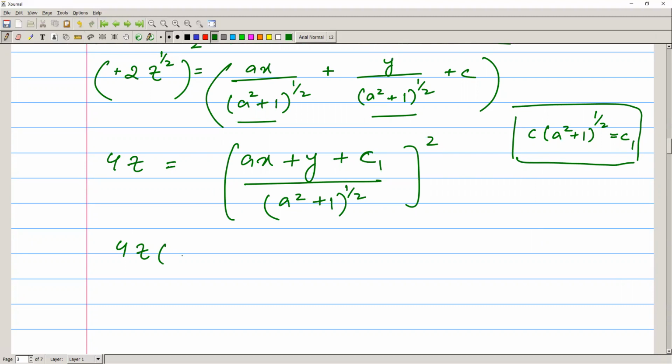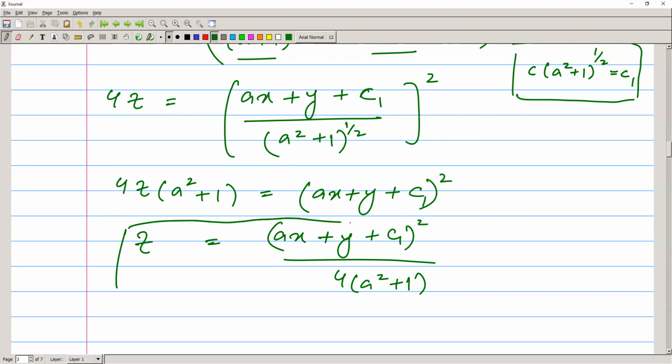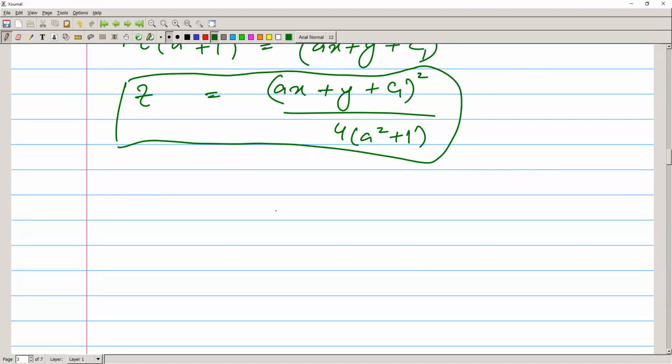Now I can shift this to the left side, so I will get a squared plus 1, and this half power with this square will be cancelled, and on the right hand side I will be left with this function. So I can write explicitly in terms of z, so I will write it like this: 4 times z times a squared plus 1 equals the squared expression. So this is the implicit solution for z, and this is the answer. So now let's take another example for this type.